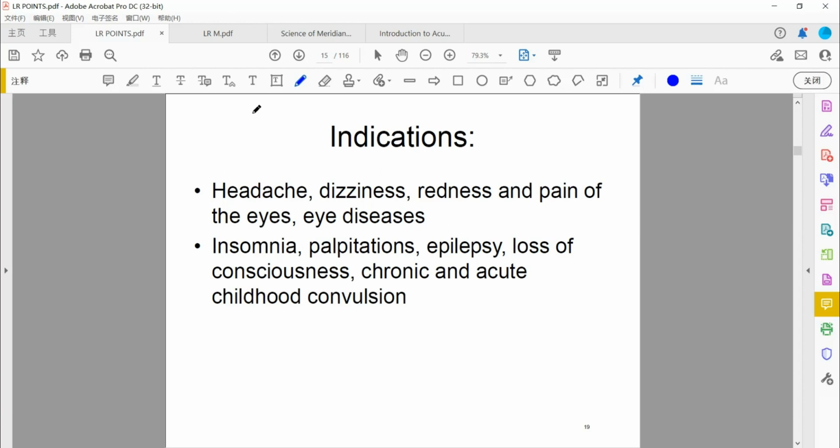So this part still reviews the five elements, the wood, fire, right? Eyes related to liver. Insomnia, palpitations, epilepsy, loss of consciousness, chronic and acute childhood convulsion. Convulsion, right? That's liver wind.